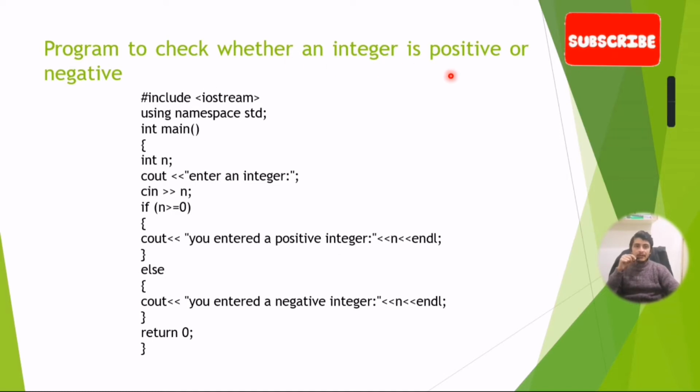So, program to check whether an integer is positive or negative using the standard syntax. cout << "Enter an integer", cin >> n. If n is greater than or equal to 0, you entered a positive integer, else you entered a negative integer. So the program is very simple.